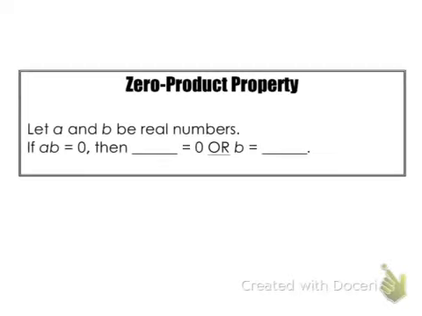So the zero product property states that if we have a and b representing real numbers, if we multiply a and b and that equals 0, then we know that a has to equal 0 or b has to equal 0. It has to make sense because if we multiply any numbers together and we get the product of 0, but we don't know what the variables are, well, in this case, a has got to be 0 or b has to equal 0.